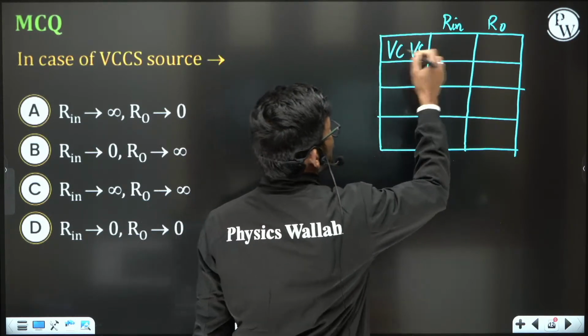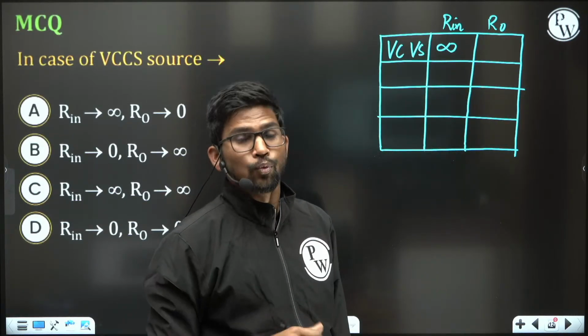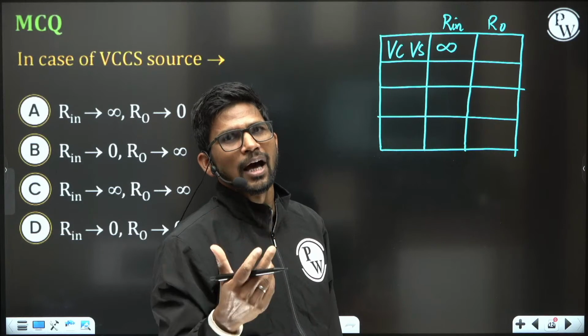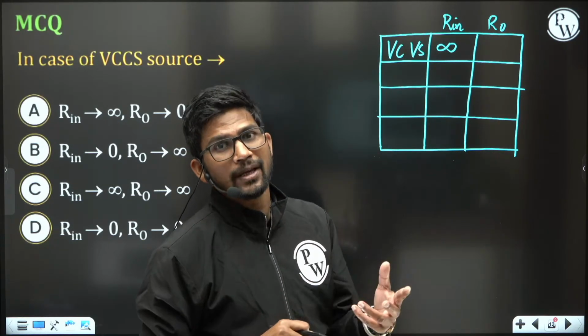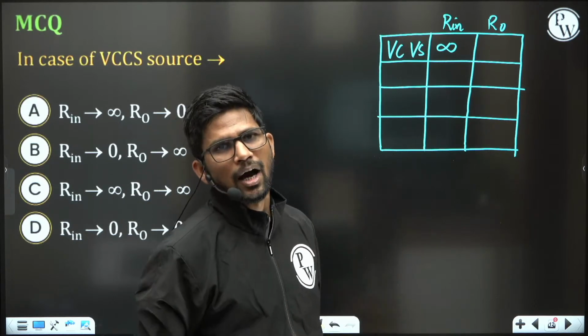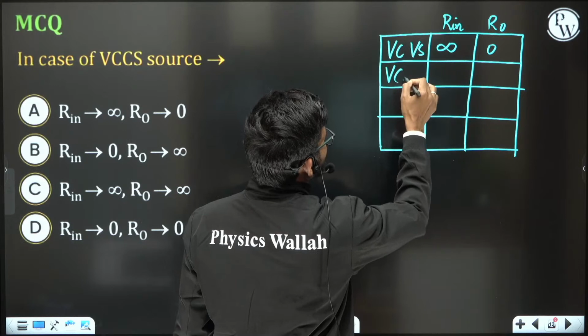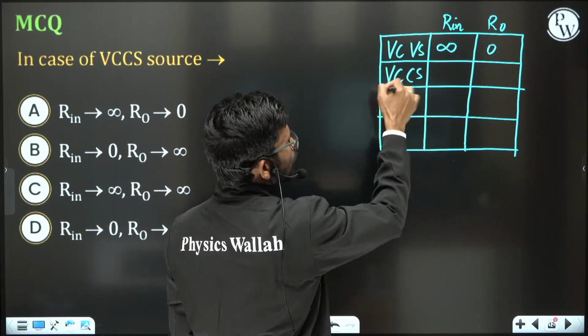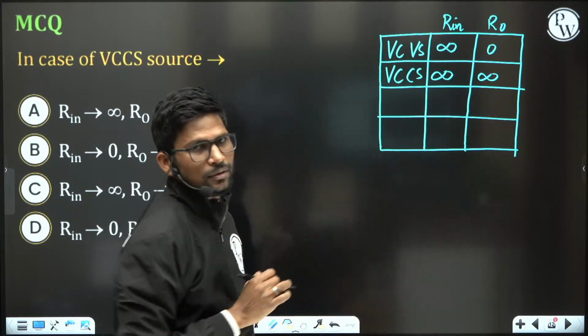So due to VC, this is infinity. If on the output side voltage source is there, then R0 will be 0, and if current source will be there, R0 will be infinity. So voltage source 0. Now voltage controlled current source. Voltage controlled Rin infinity. Current source R0 infinity.